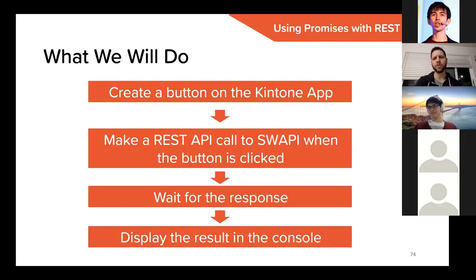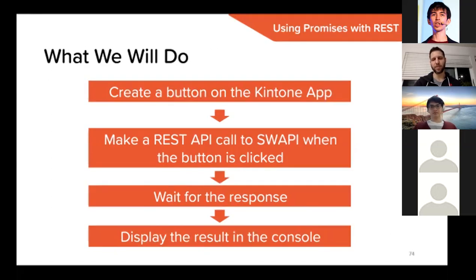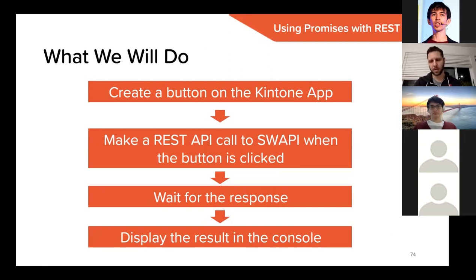What we're going to do is, in Kintone, create a button on the Kintone app. When that button is clicked, we're going to make a REST API call to the Star Wars API. We're going to wait for the response, and we're going to display the result in the console. Let's rock and roll.